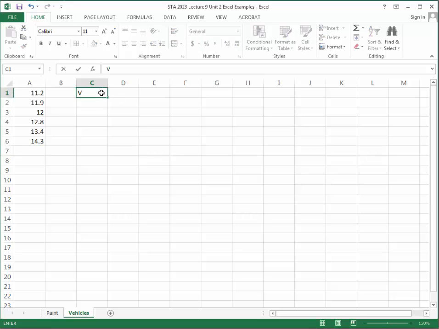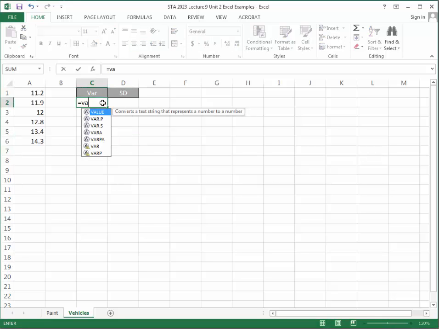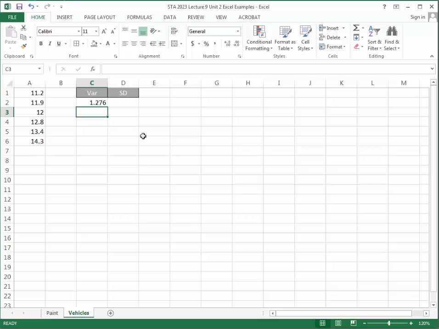And so what I'm going to do again is find the sample variance and the sample standard deviation. The procedure is the same. I'm going to press equal and start typing VAR, but instead of clicking VAR.P, I'm going to click VAR.S. I highlight that and press enter. So my variance is 1.276, and my standard deviation of course is the same procedure. Equal SQRT, highlight the cell, press enter. So it gives us my variance and my standard deviation for the data set of European auto sales for a sample of 6 years.